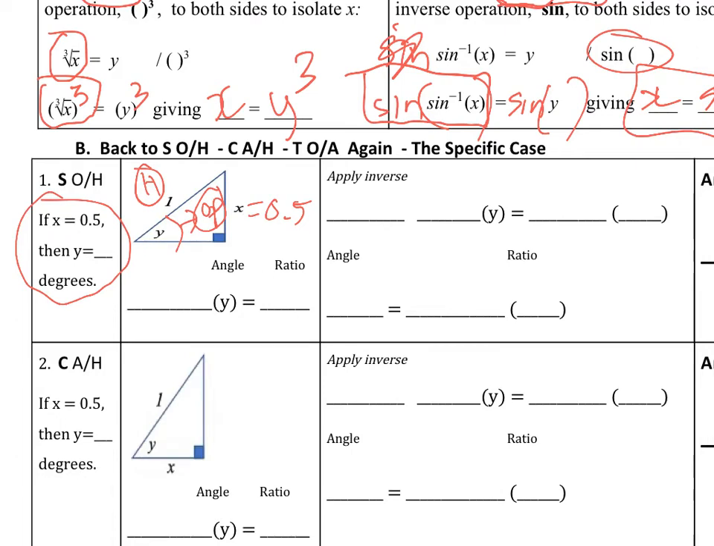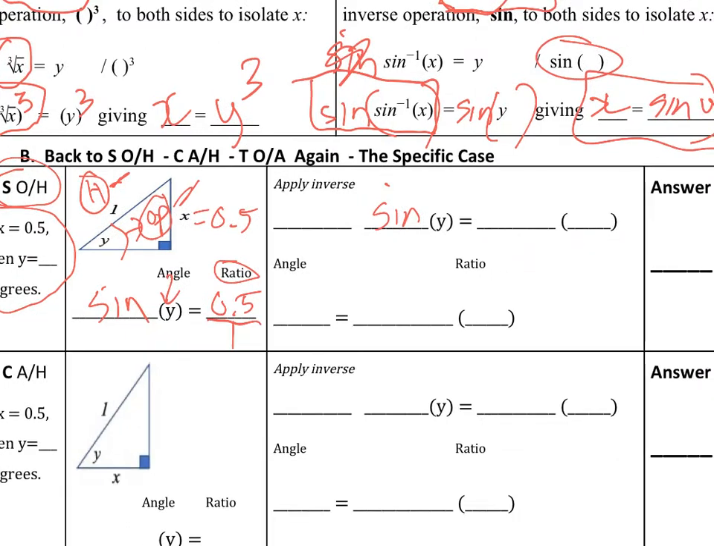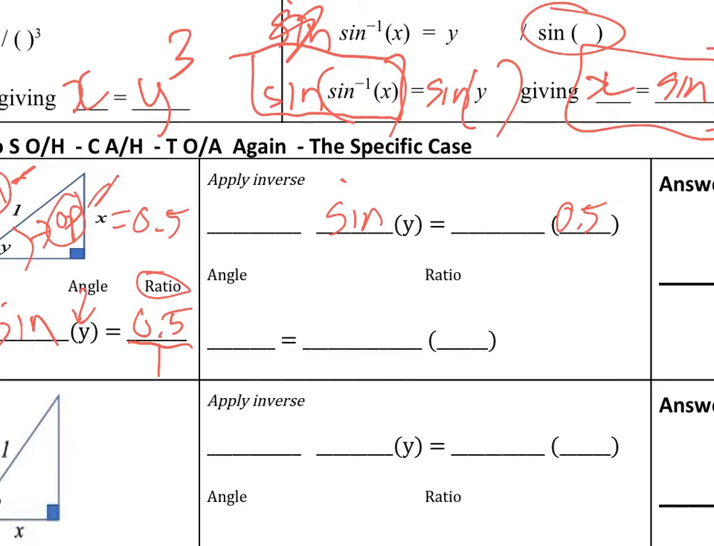So what do we know? I'm starting with angle y. What ratio links h and OP? Well, it's sine. SOH CAH TOA: sine is opposite divided by hypotenuse. So in this case, the sine of angle y equals opposite 0.5 over hypotenuse 1. And that's your ratio. So I'm going to write that again: sine of y equals 0.5. And then what we're going to do here is apply our inverse operations.